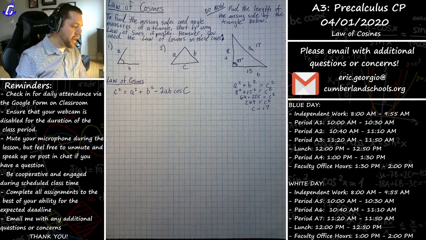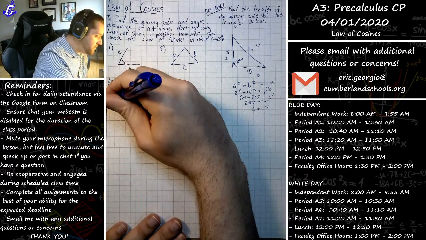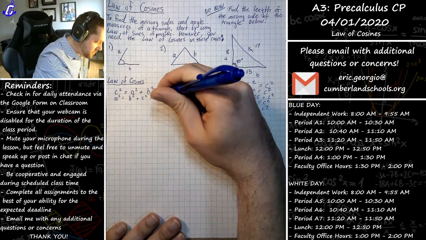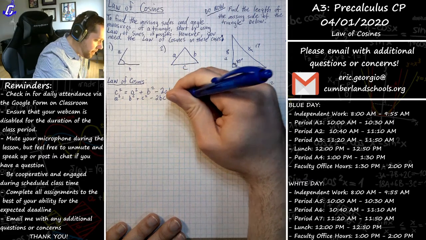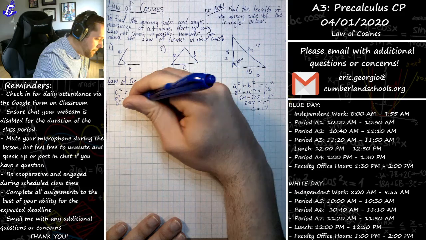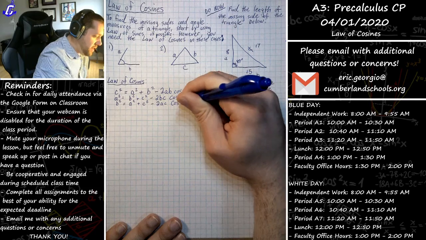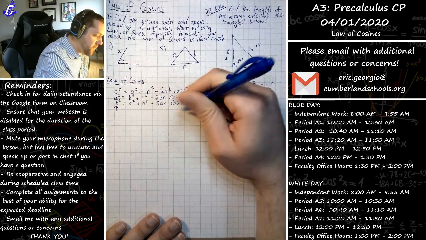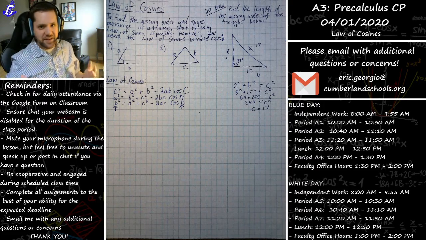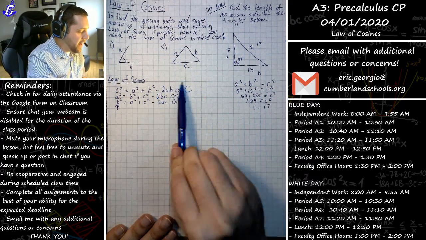Of course, manipulating this equation, you can solve for side a and side b as well. You could say a squared is equal to b squared plus c squared minus 2bc cosine a. Or b squared is equal to a squared plus c squared minus 2ac cosine of b. As long as the side you're trying to solve for matches up with this angle right here, you can manipulate these however you want, right? The letters are just stand-ins. They're just variables.